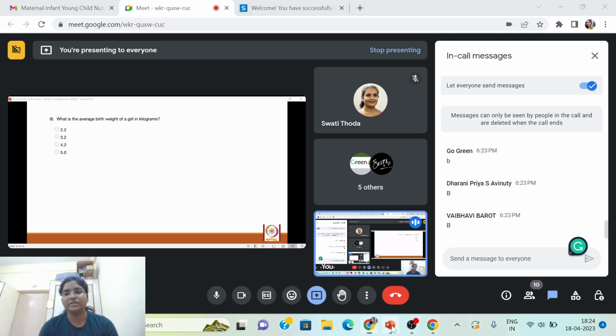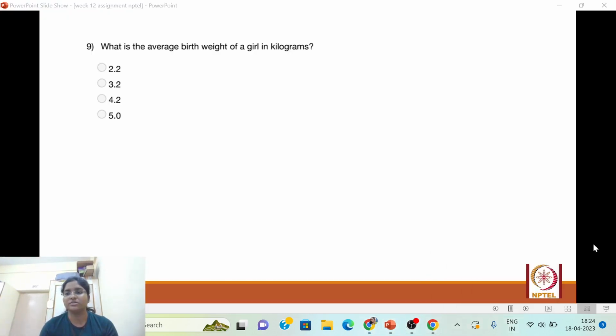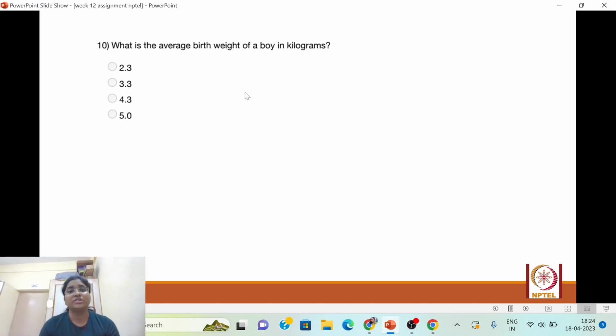Okay, let's see if B is the correct answer. Yes, so the average birth weight of a girl is 3.2 kilograms. What is the birth weight of a boy in kilograms? 2.3, 3.3, 4.3 or 5 kilograms?